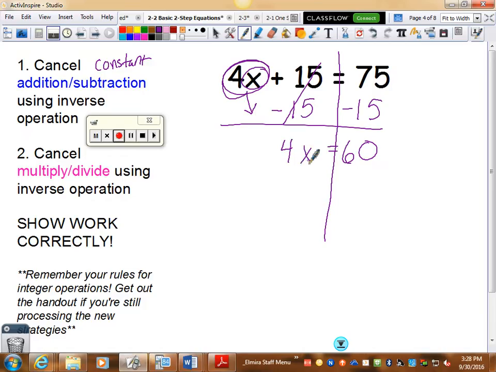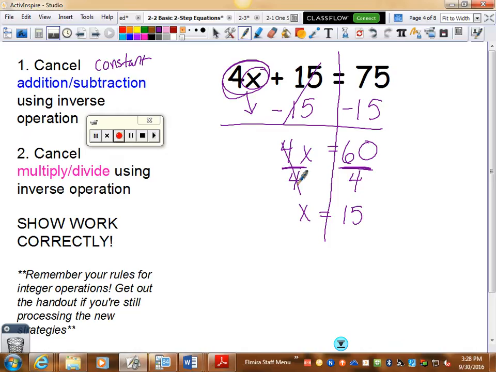Okay, 4 next to x means multiply. The opposite of multiply is to divide. So I'm going to divide on both sides. Now some students don't like to divide on both sides because really the 60 divided by 4 equaling the 15, that's where you get the answer. The divide by 4 over here doesn't feel like it does anything.